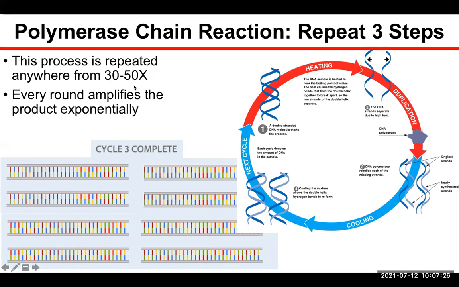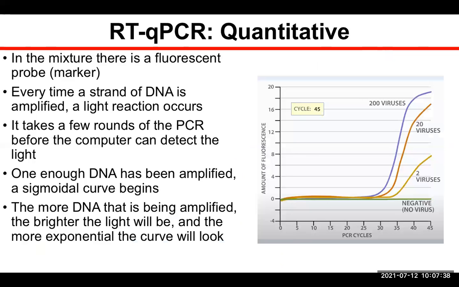But usually it's around 30 to 50, and that's just going to be enough rounds of elongation to be able to actually visualize your gene of interest. So here we have now the quantitative part of this assay. Within the actual tube that has all of these things, the DNA polymerase, your genetic material, free random nucleotides and whatnot, there's also a fluorescent probe or marker. And the whole point of this marker is every time there's a new round of replication that occurs, there's going to be a light reaction that happens.